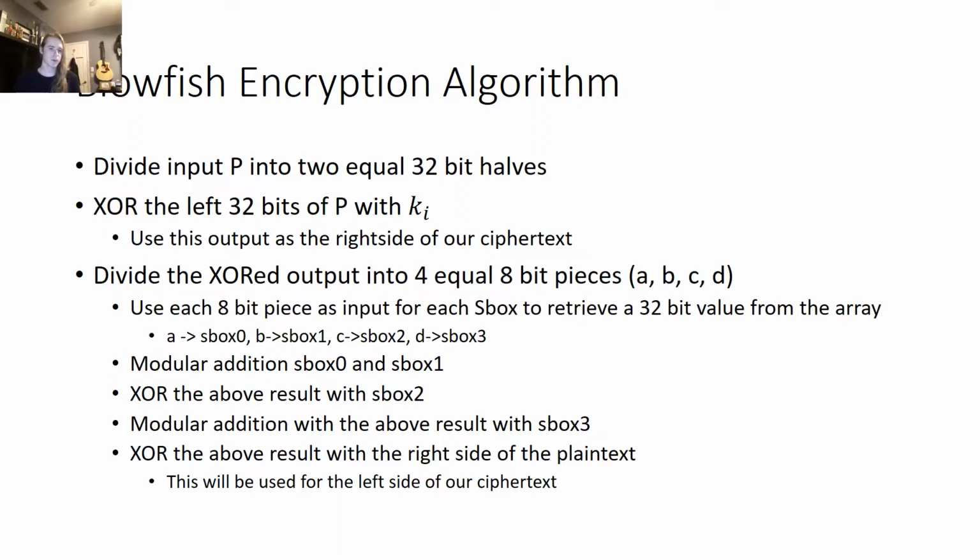We will take the output of S-box 0 and S-box 1 and perform modular addition, where our mod is equal to 2 to the 32. We will then XOR the above result with S-box 2, perform another modular addition with the same mod with the above result and S-box 3, and we will XOR that result with the right side of the plain text. This will be used for the left side of the plain text.